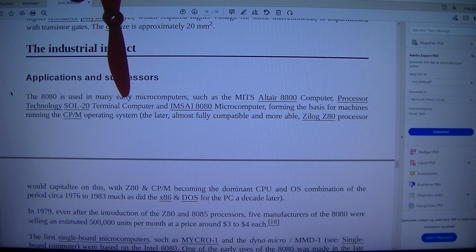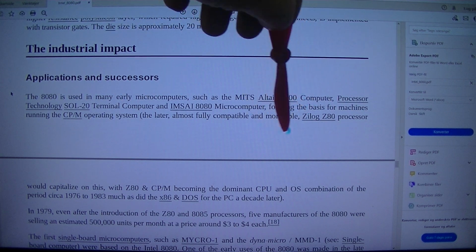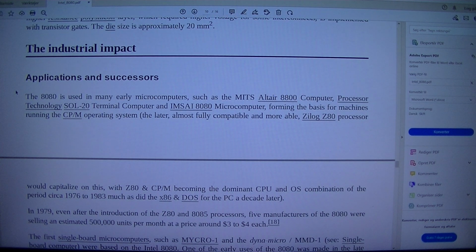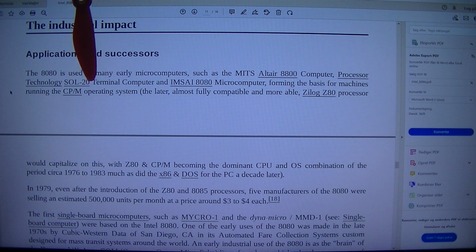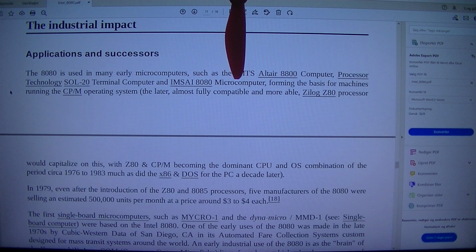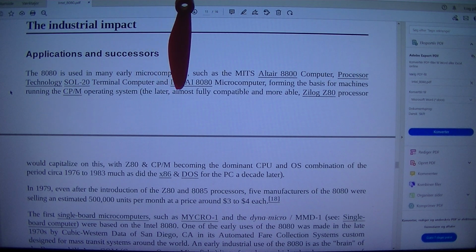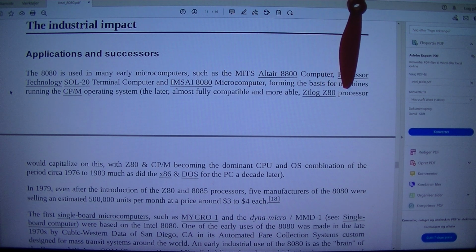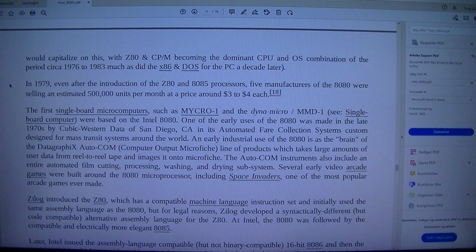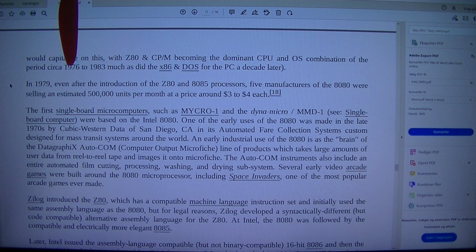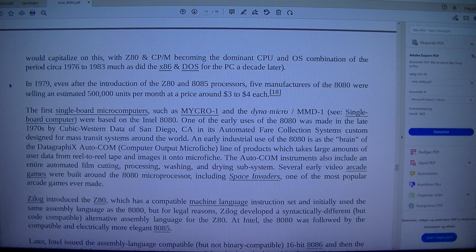The industrial impact. Applications and successors. The 8080 is used in many early microcomputers, such as the MITS Altair 8800 computer, Processor Technology Sol-20 terminal computer and IMSAI 8080 microcomputer, forming the basis for machines running the CP/M operating system. The later, almost fully compatible and more able, Zilog Z80 processor would capitalize on this, with Z80 and CP/M becoming the dominant CPU and OS combination of the period circa 1976 to 1983, much as did the x86 and DOS for the PC a decade later.